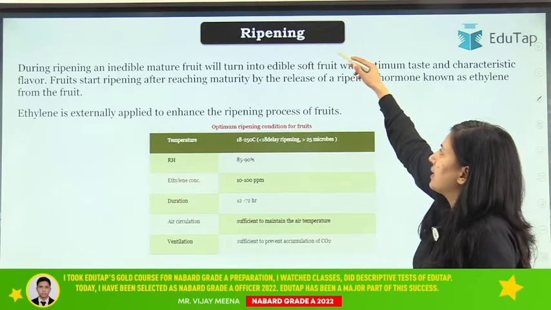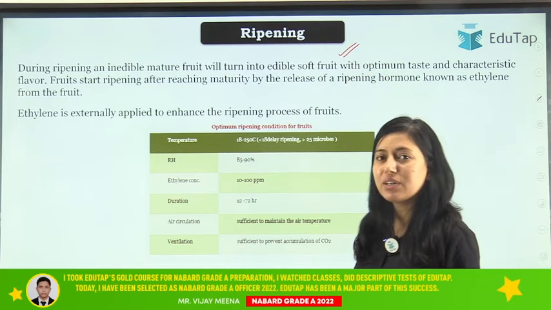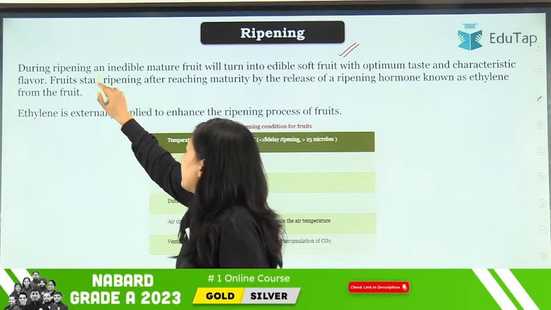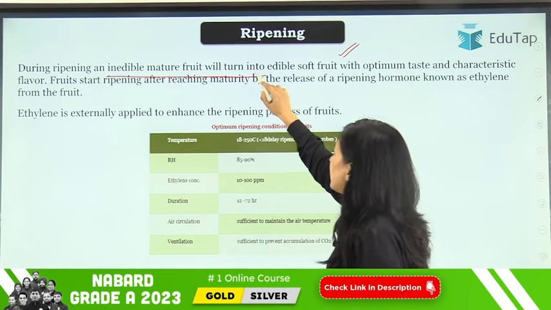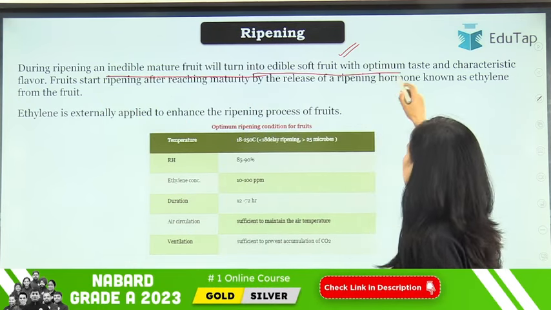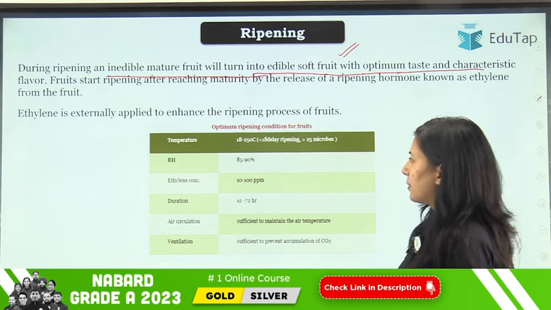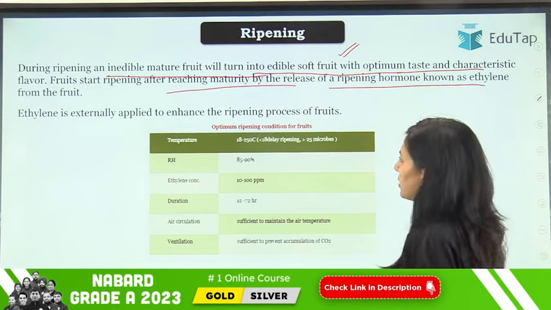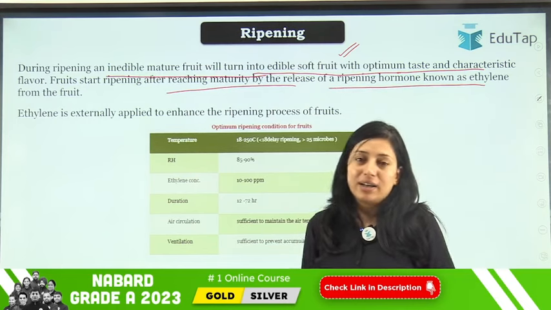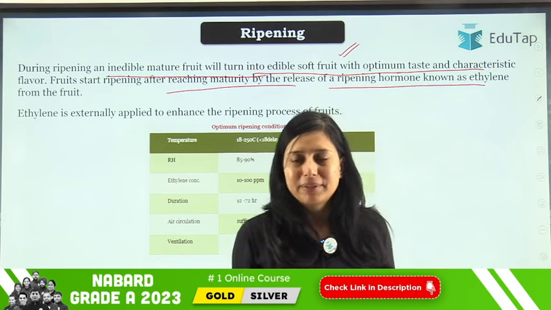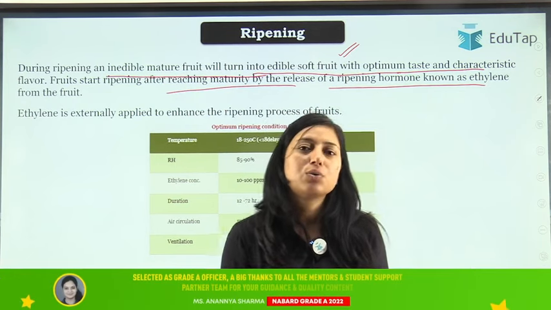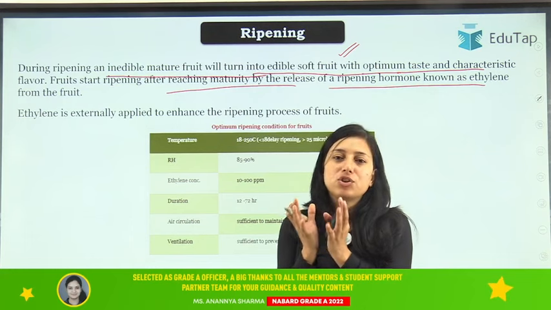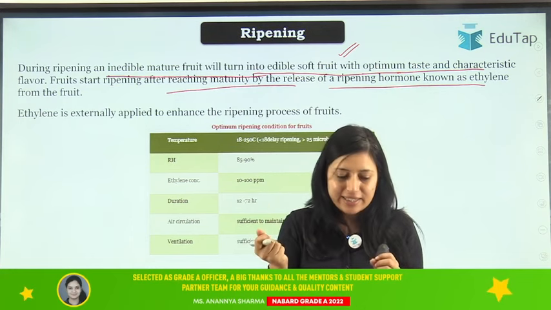Then we have ripening. At the end, what is our aim? To ripen the fruit, right? During ripening, an edible mature fruit will turn into an edible soft fruit with optimum taste and characteristic flavor. Fruit starts ripening after reaching maturity by the release of the ripening hormone known as ethylene. So ripening happens in the fruit, in the produce. Ripening is basically when the fruit has attained full maturity and a particular characteristic taste, right?